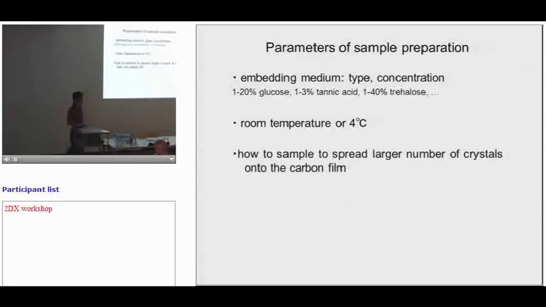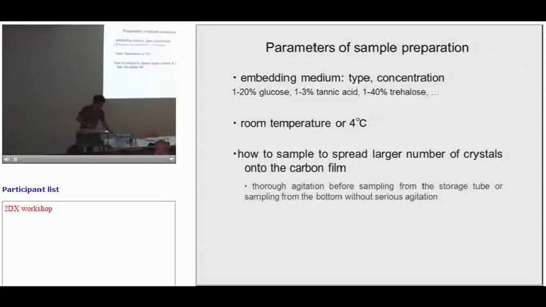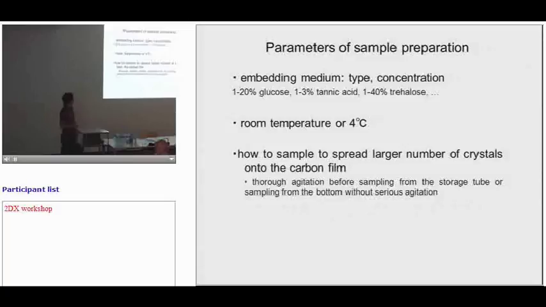How to sample to spread a larger number of crystals onto the carbon film? Some types of crystals tend to stack on each other after some days of incubation after harvesting. In that case, thorough agitation before sampling may induce a larger number of crystals on the grid. It's the case of Akamori 4, for example.